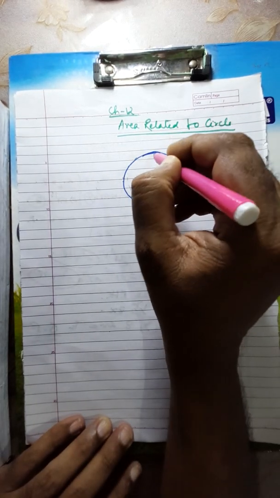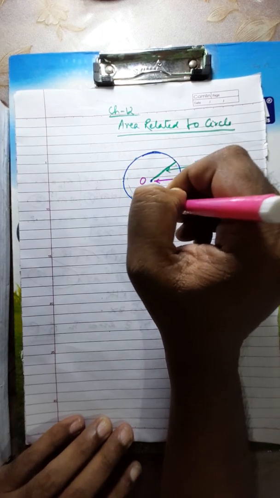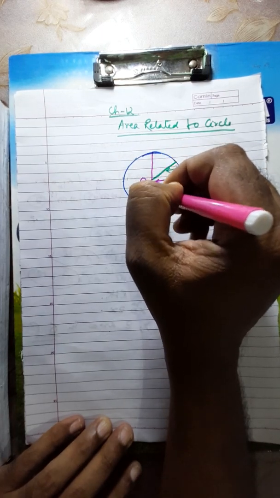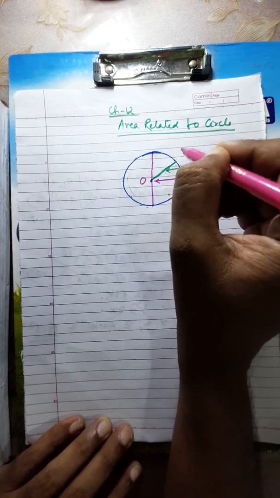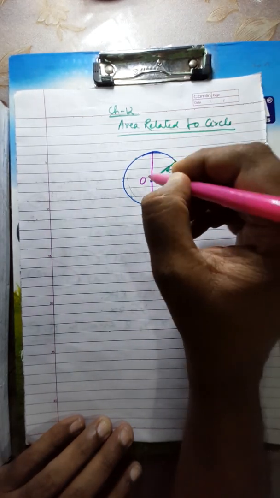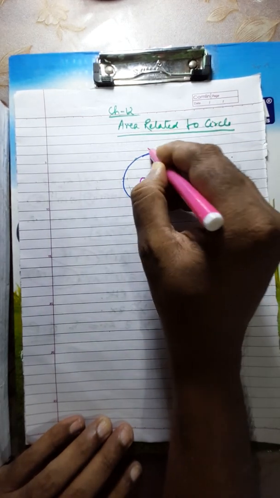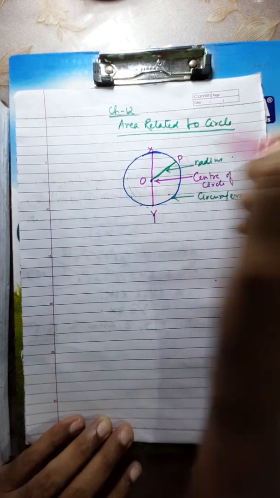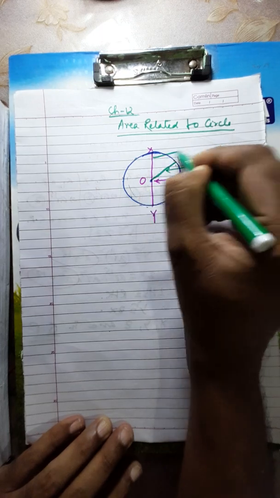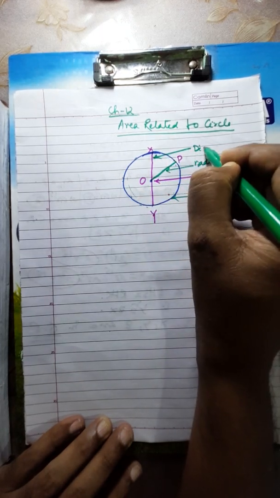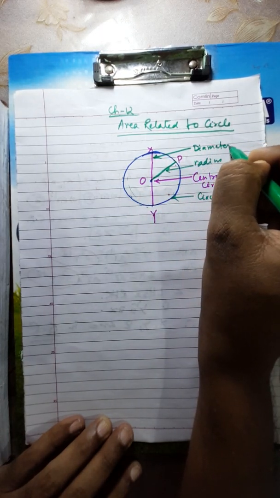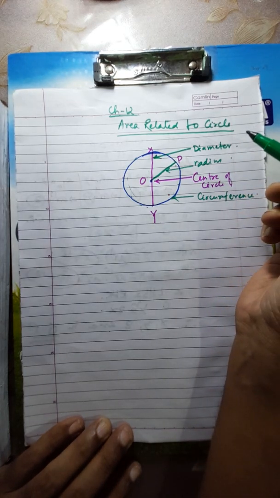Now, if you join any two points with a line that passes through the center of the circle, suppose this is O, this is P, this is X, Y. So XY is nothing but what? Diameter. XY is called the diameter.